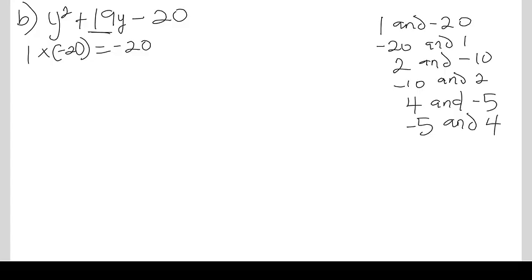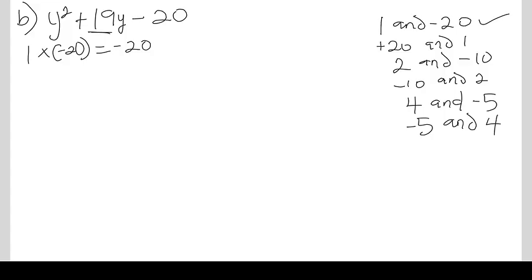So if I have 1 plus minus 20, which is the first case, it's going to give me minus 19, which is not the same thing as plus 19 that I have in the question. So if I have minus 1 minus 20, it's going to give me minus 19, which is not the same thing as plus 19 that I have.